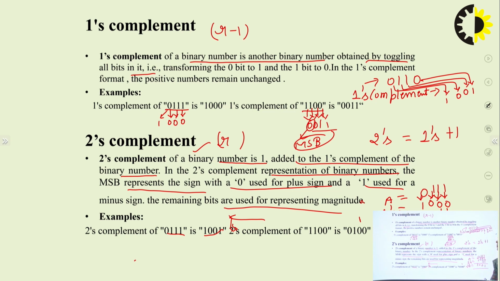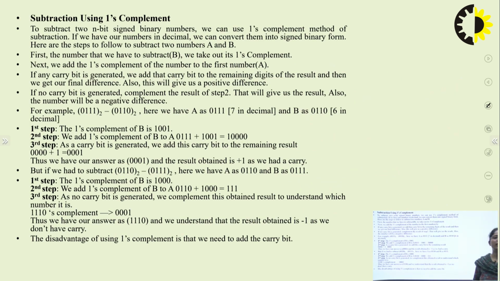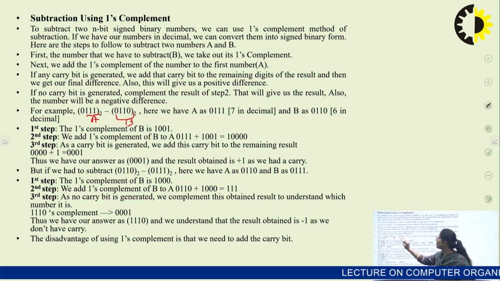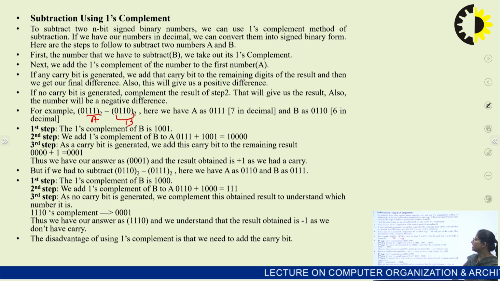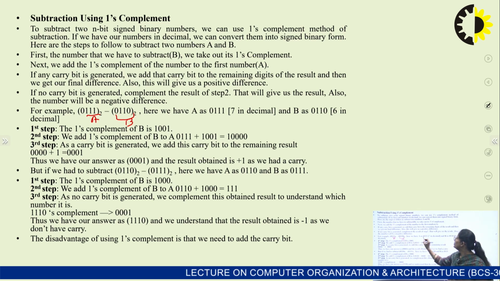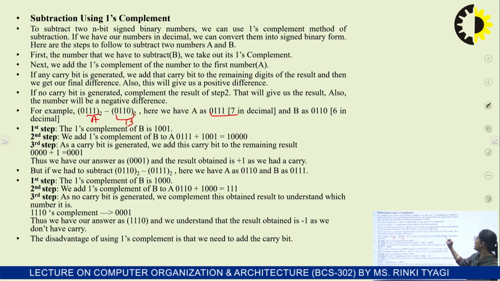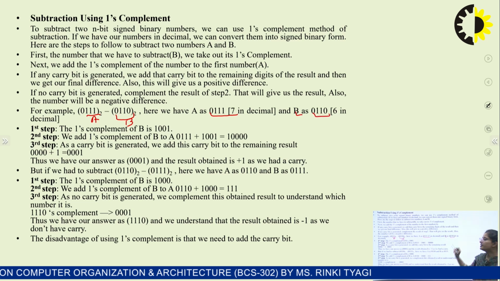Now moving to the next topic, subtraction using ones complement. How can a number be subtracted using ones complement? As we already studied, it is done for subtraction or for logical operation simplification. There are some steps. We have two numbers, A and B. In decimal, A, 0111, is 7 and B, 0110, is 6.